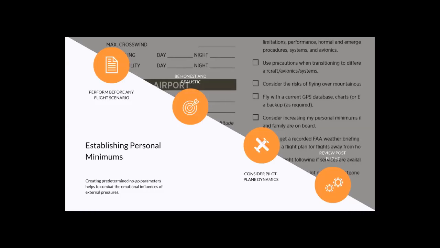Consider the dynamic of the plane and the pilot, meaning it's not just about you, it's also about your abilities with the airplane you're going to be flying, and also about the plane itself. I'll give you an extreme example. When you consider your personal minimums relative to an airplane, you also need to consider the abilities of the airplane relevant to the route of flight.